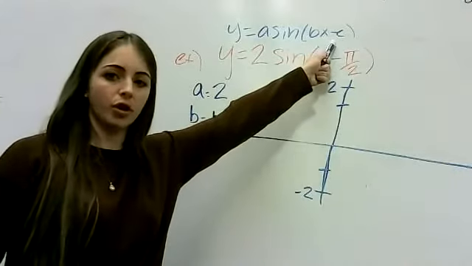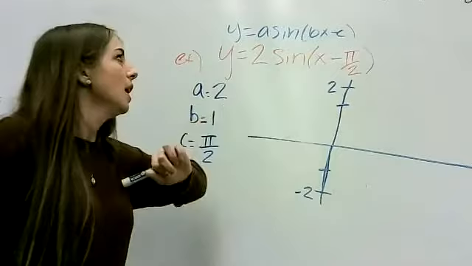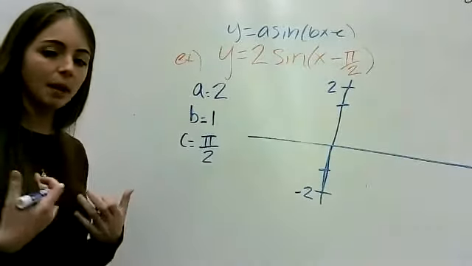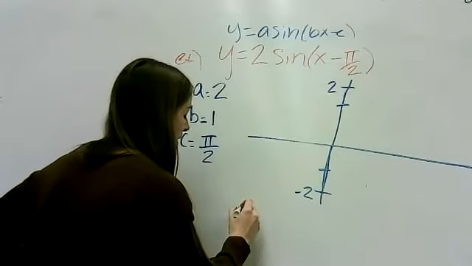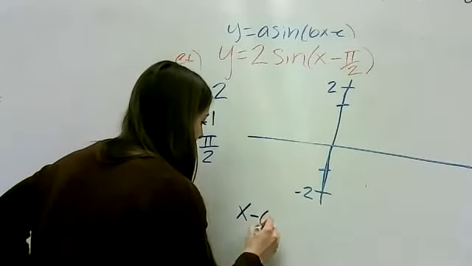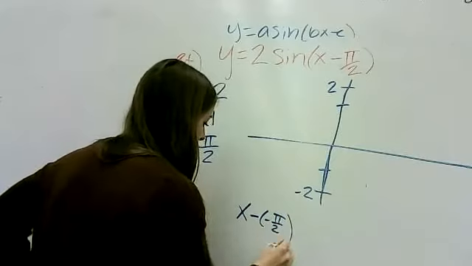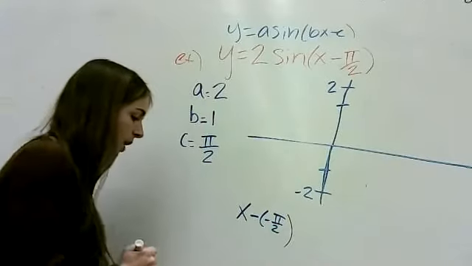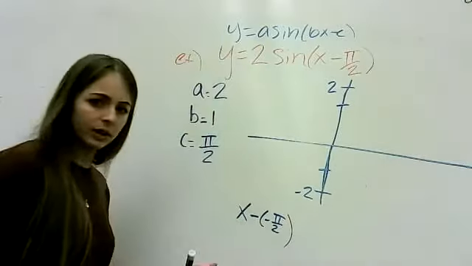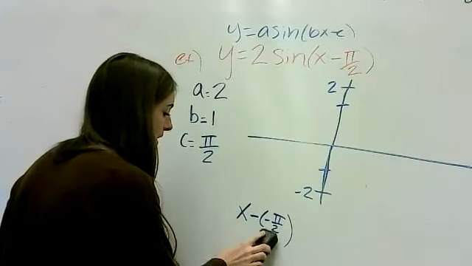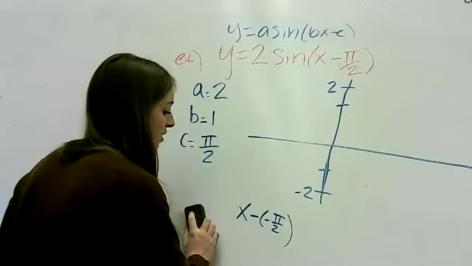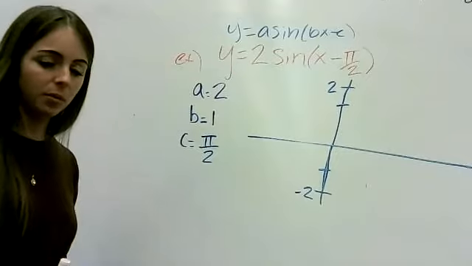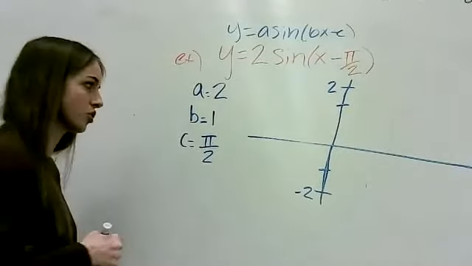But look at the original formula of this function. There's already a built-in negative. So if I claimed that pi over 2 is negative, what I'm claiming is that this is x minus negative pi over 2, which would be x plus pi over 2. So this actually is a positive pi over 2. You kind of want to take the opposite version here.